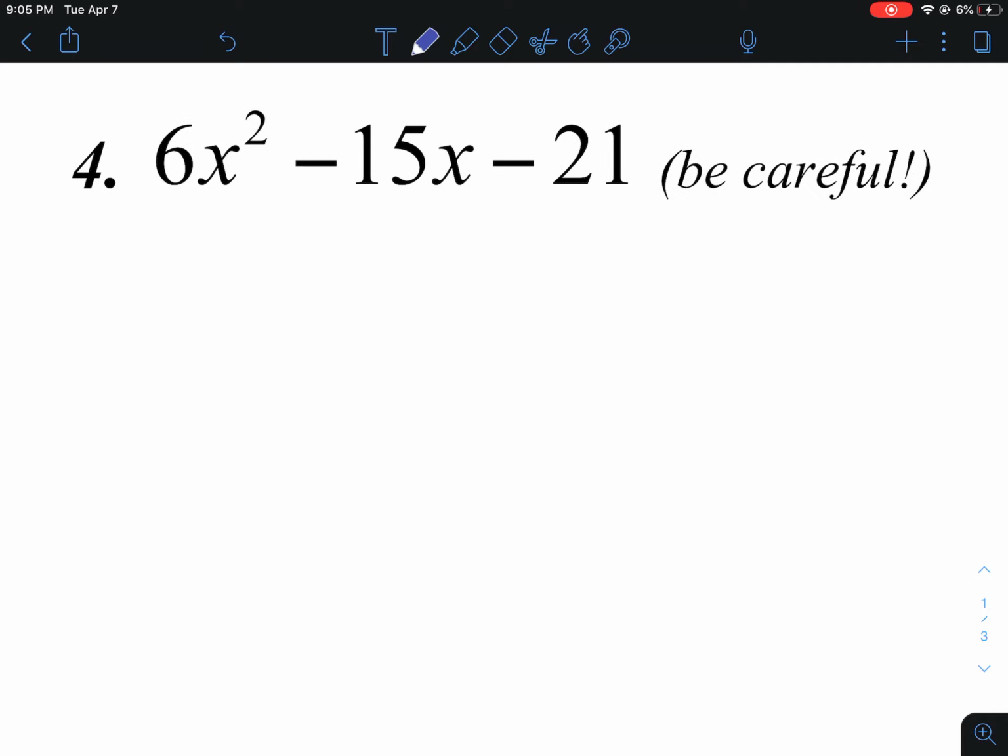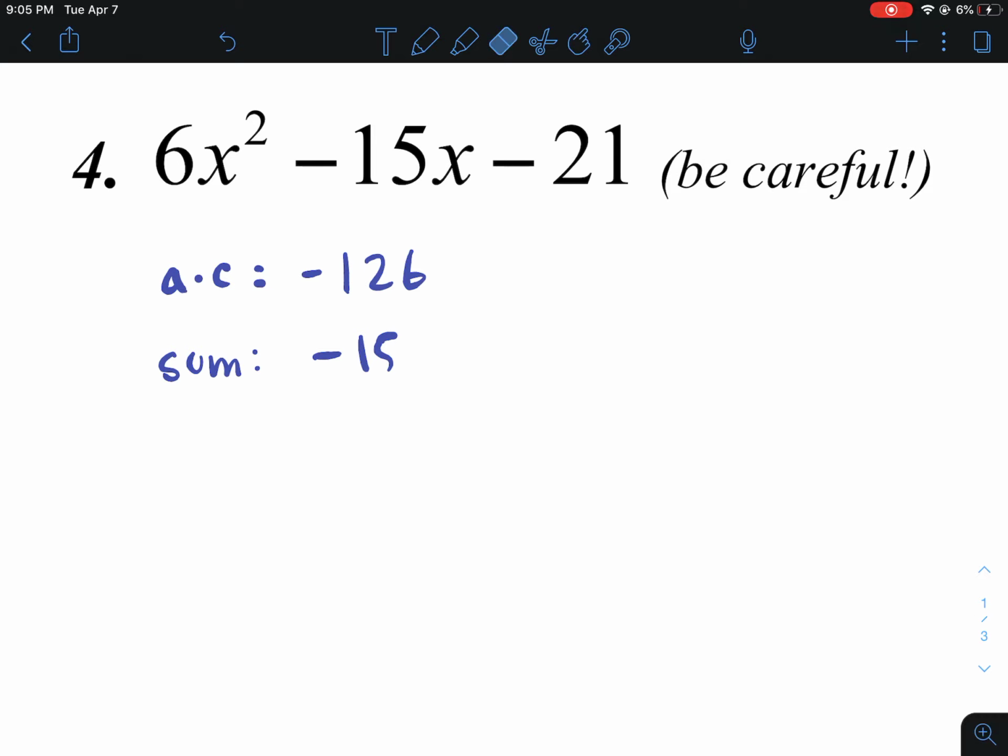Okay, we might be tempted here to just say, hey, A times C is 6 times negative 21, which is negative 126, and we want a sum of negative 15. So negative 126 is not an impossible number to break down, okay? But if we were to go along with this and not take care of our first step, we would actually be wrong because it's not technically factored completely.